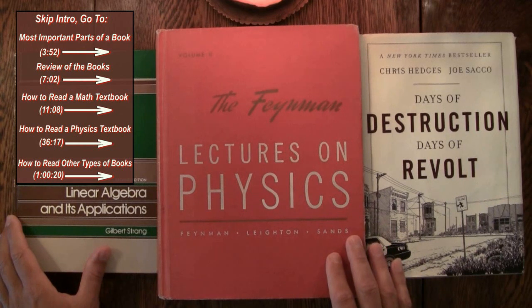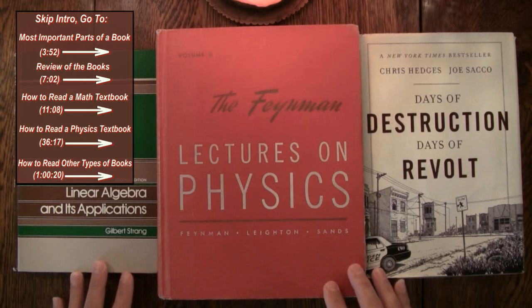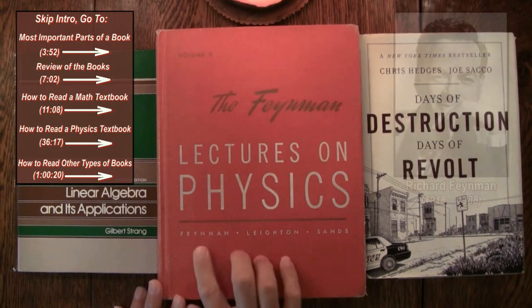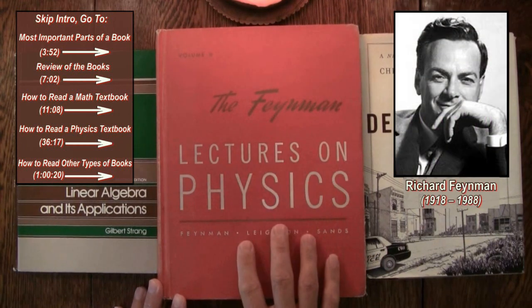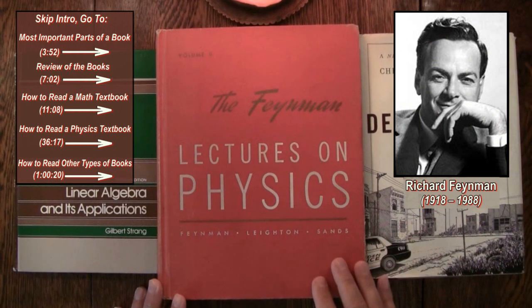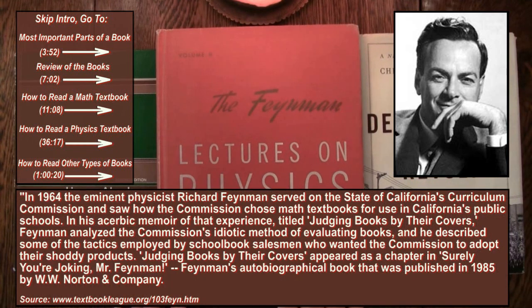Now, one thing I should mention is someplace that I'm going to direct you: if you're interested in figuring out how textbooks are introduced into the school curriculums, there is a chapter from a book by Richard Feynman, the guy whose book we're going to take a look at. He was probably one of the best known physicists in the United States, in the world, really. In 1964, I believe, he was asked to join the California State Curriculum Board, where they review textbooks to be introduced to the school system.